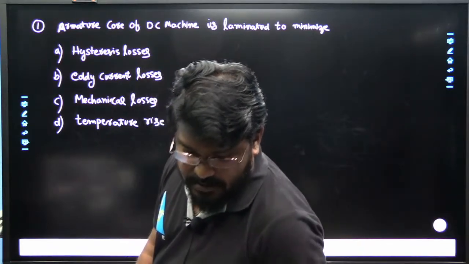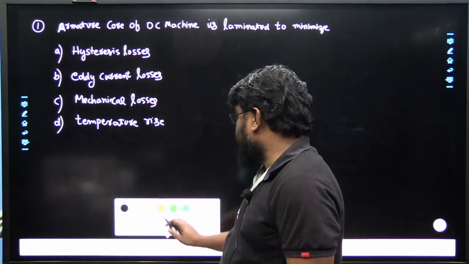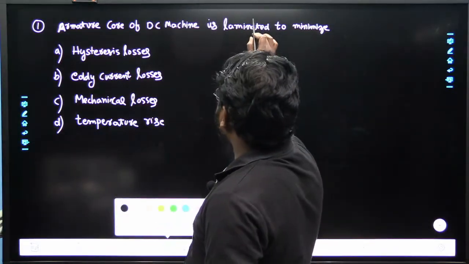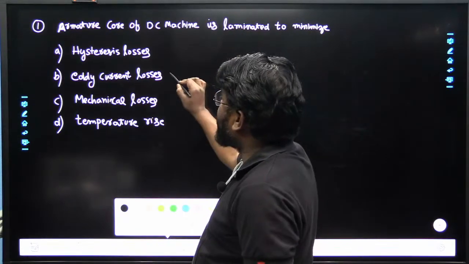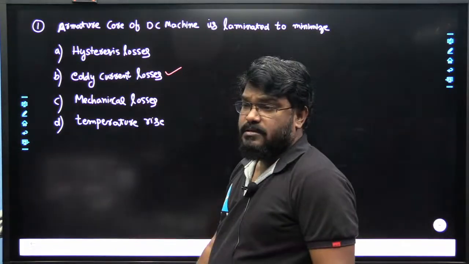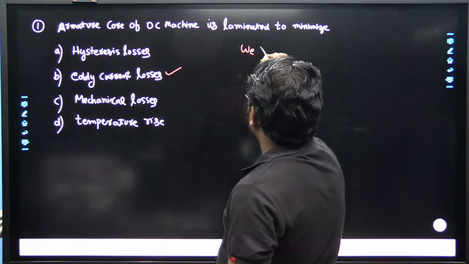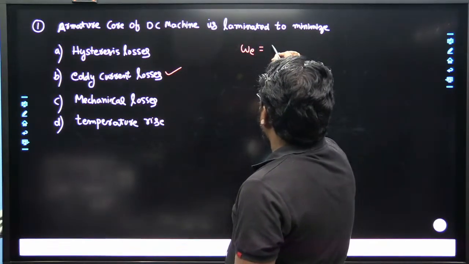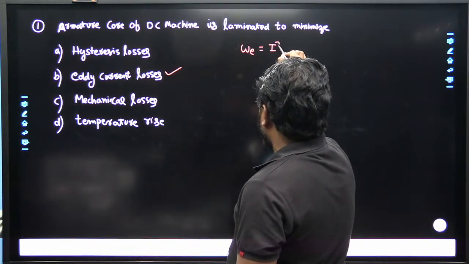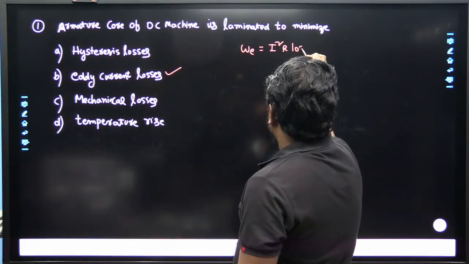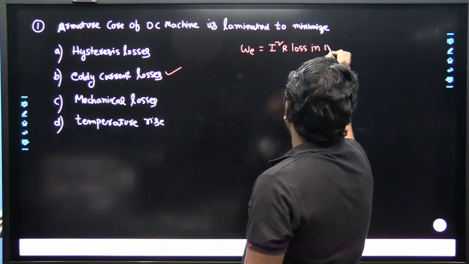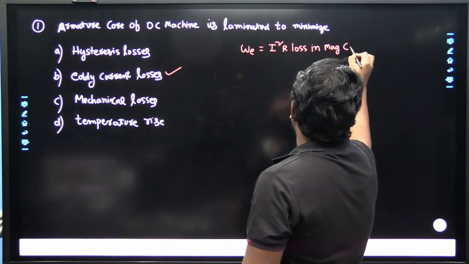Answer it fast, easy question. Armature core is laminated to reduce the eddy current losses. So this eddy current loss is an I square R loss, the loss in the magnetic core.